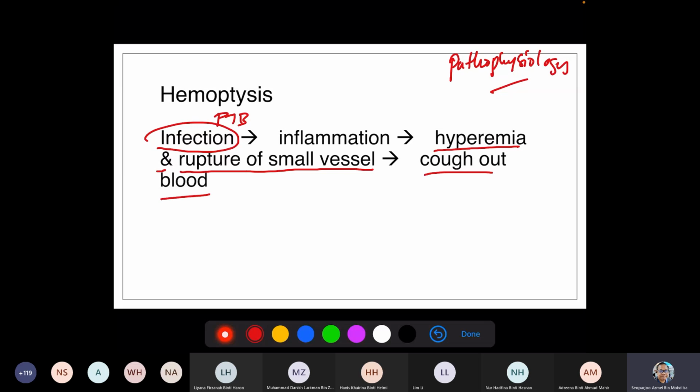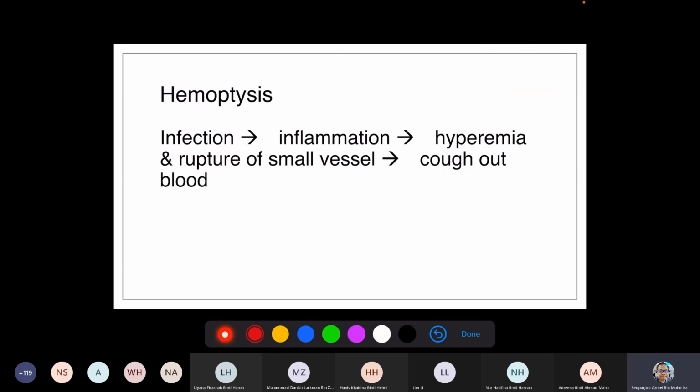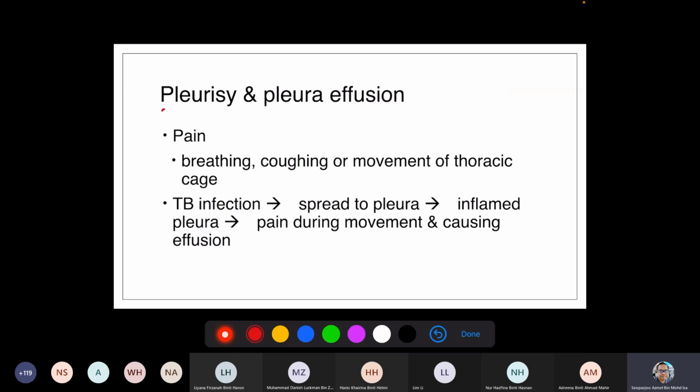The effect of coughing out blood or blood-stained sputum is what we call hemoptysis. Right? Next is pleurisy and pleural effusion. Pleurisy means pain during breathing, coughing, or movement of the thoracic cage. So any kind of movement or activity of the thoracic cage can cause pain when there is pleurisy.